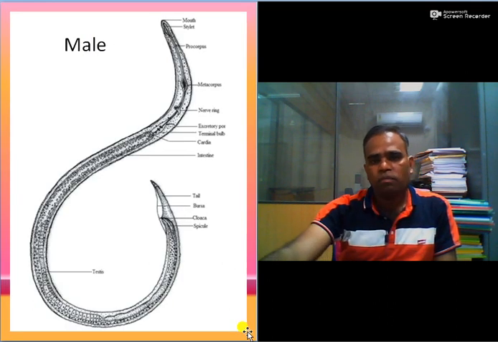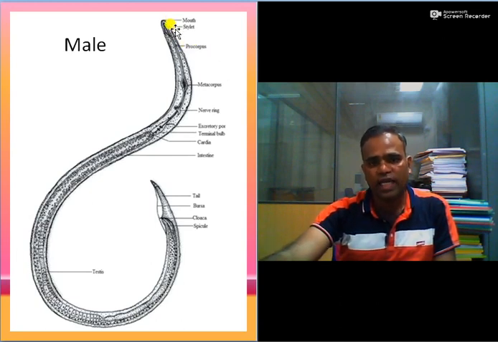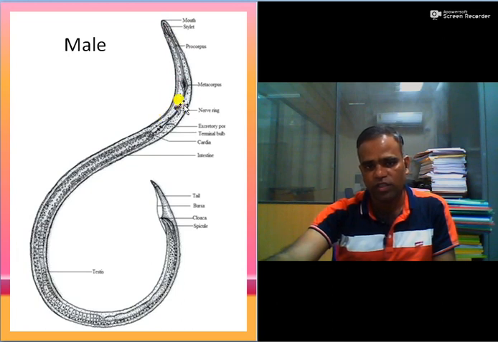Then in case of male, here mouth, then stylet knob, then procorpus, it is followed by metacorpus, which is followed by this isthmus on which nerve ring is present, and there are some glands present on the esophagus. These are the dorsal gland or dorsoesophageal gland, and two subventral glands. So three glands are present. We will see later the uses of these glands.